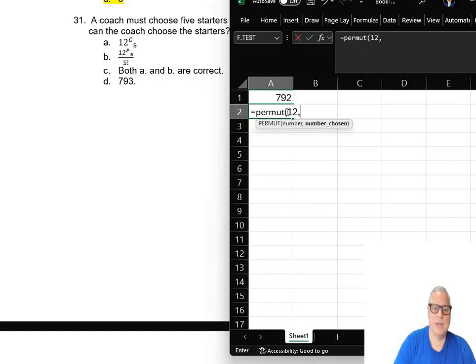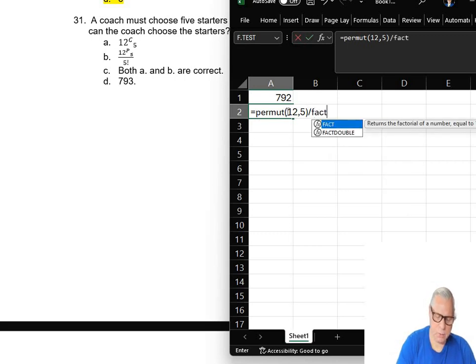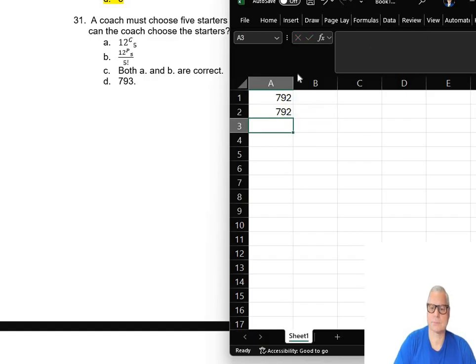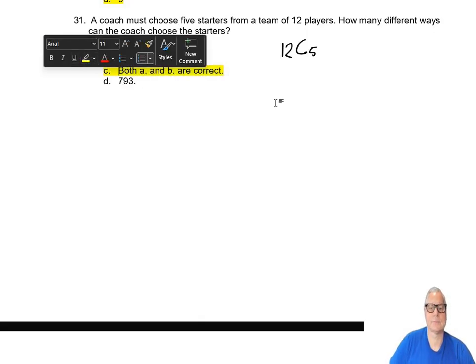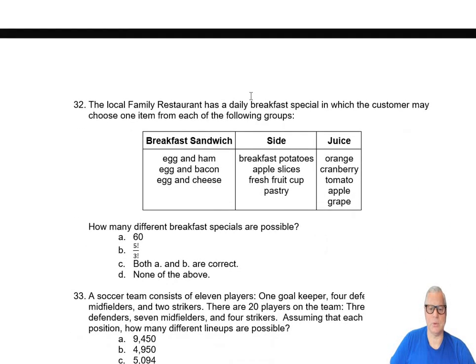From 12, how many ordered ways are there? 5, divided by factorial of 5. Well, that's also 792, and we know that this is the correct answer. So that means both A and B are correct, because it must be 792.